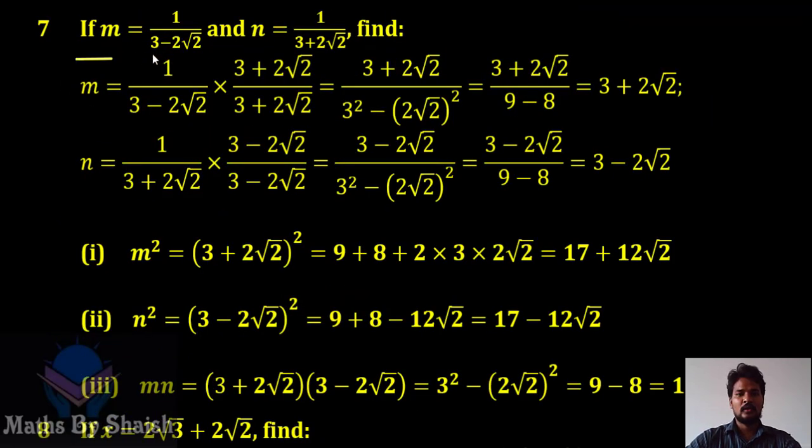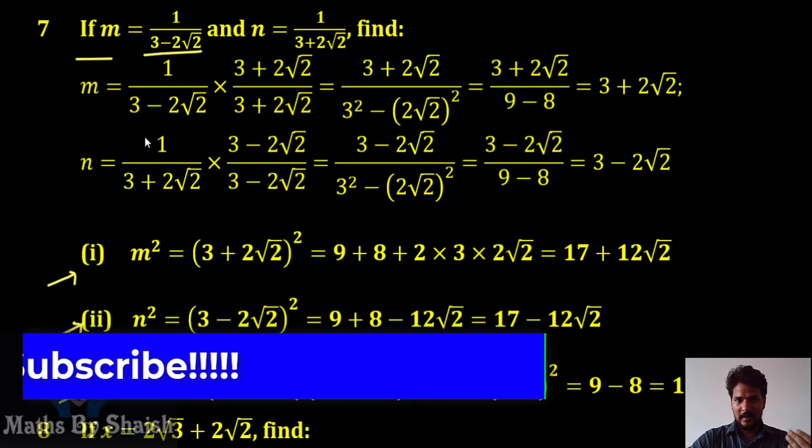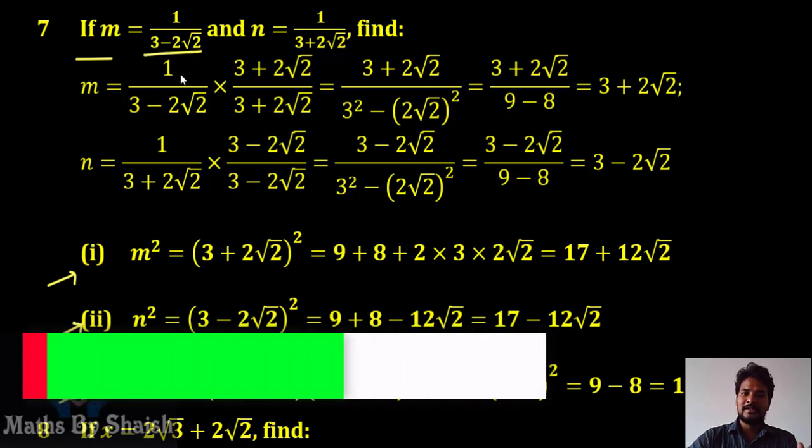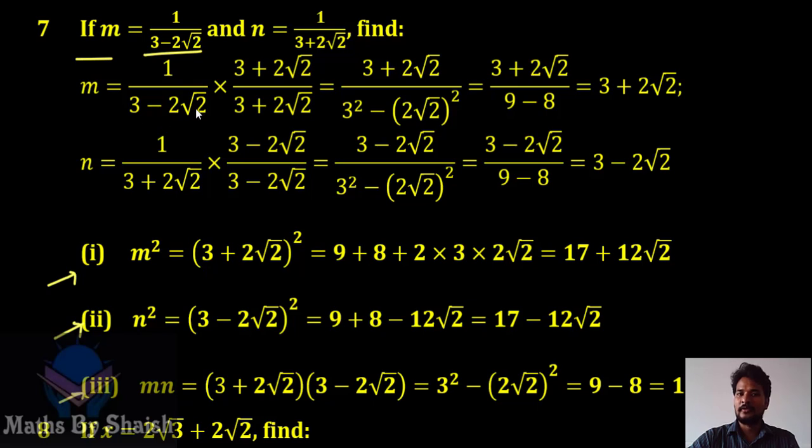If m is 1 over 3 minus 2 root 2 and n is 1 over 3 plus 2 root 2, find first m square, another n square, and the third one mn. So for the first two we require m square. In order to calculate this m square directly by taking 1 over m as 1 over 3 minus 2 root 2, it would always be easier if we rationalize the denominator. So if we want to rationalize the denominator, we have to get the rationalizing factor of the denominator, that is of course 3 plus 2 root 2.